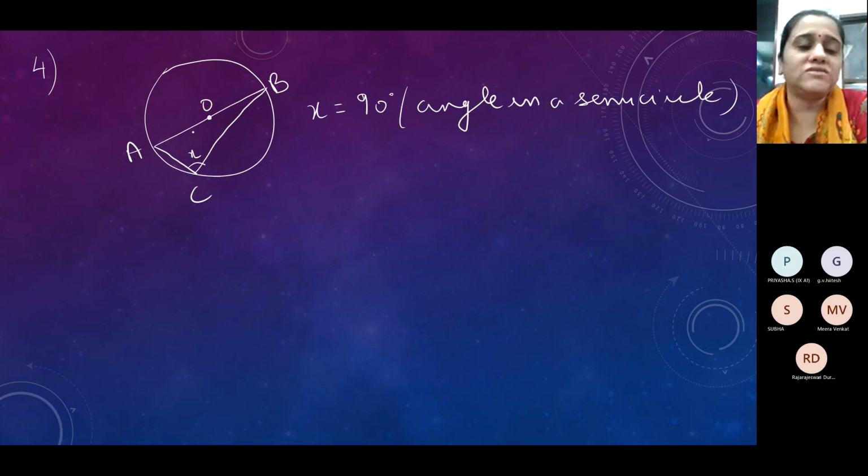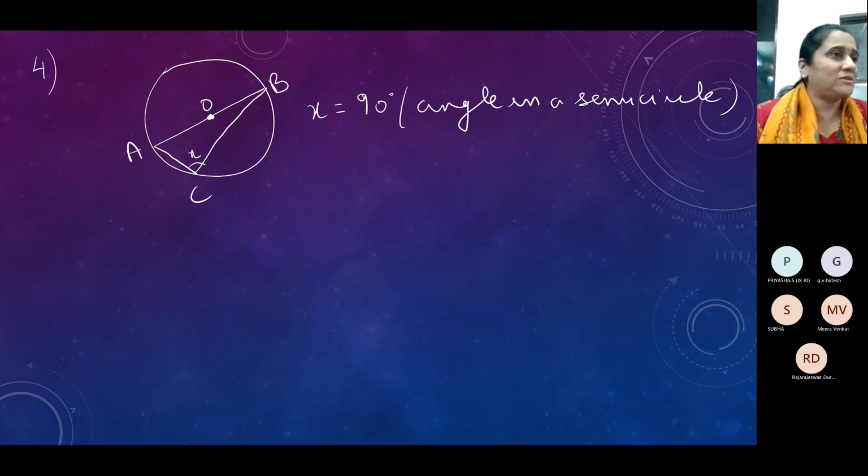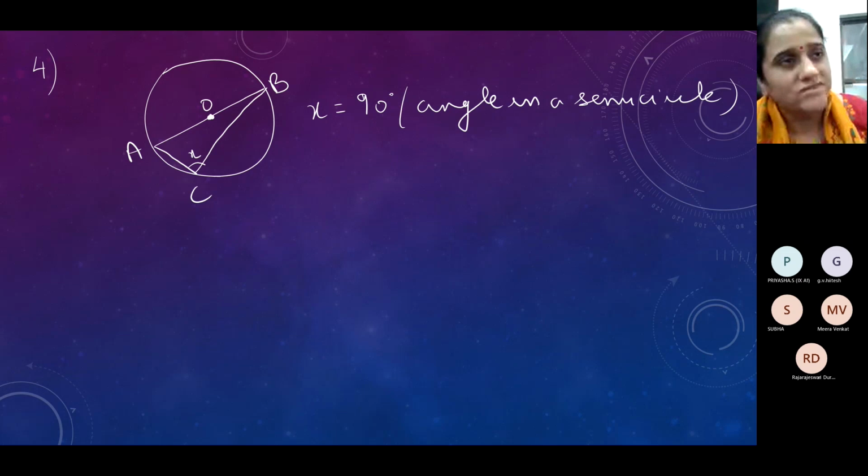Now, how do you know it's the angle in a semicircle? Because AB is the diameter. And how do we know that AB is the diameter? Because it passes through the center O. Whenever you see the letter O, it represents the center of the circle. O is always the center of the circle. It goes without saying. If it is some other letter, then it should be specified as the center. So AB is the diameter because it passes through the center.